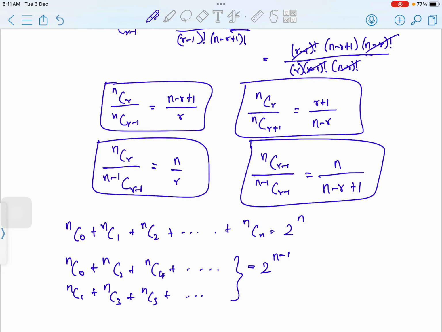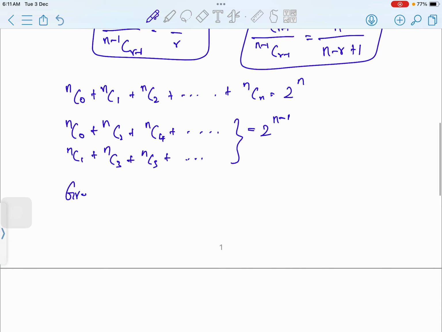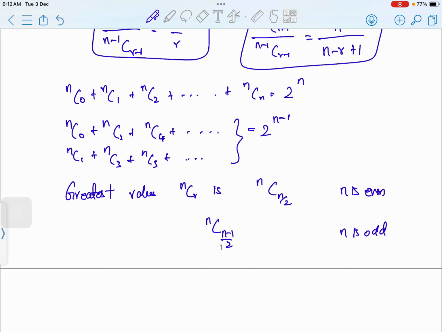So now the greatest value. The greatest value in nCr is at r equal to n by 2 when n is an even number. If n is even, you simply divide by 2, and it will give you the greatest value. If n is an odd number, take n plus 1 by 2 or n minus 1 by 2. So either nC(n minus 1)/2 or nC(n plus 1)/2.